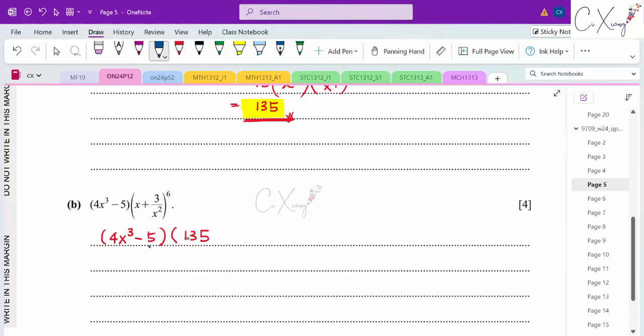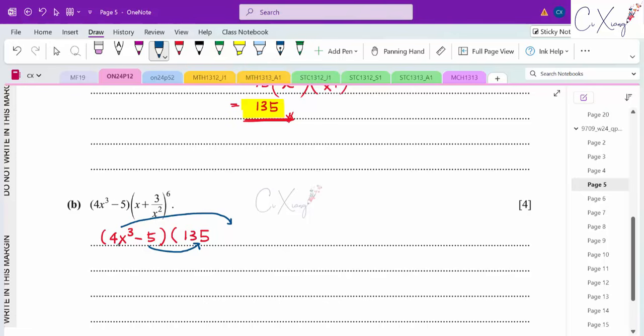So negative 5 multiplied with 135, I'll get something independent of x. But how about if, let's say, 4x power 3 multiplies with something also in this expansion? I will get something independent of x as well. So I need to figure out what particular term is needed in this expansion. Alright, so number multiplied with number, I get x power 0.